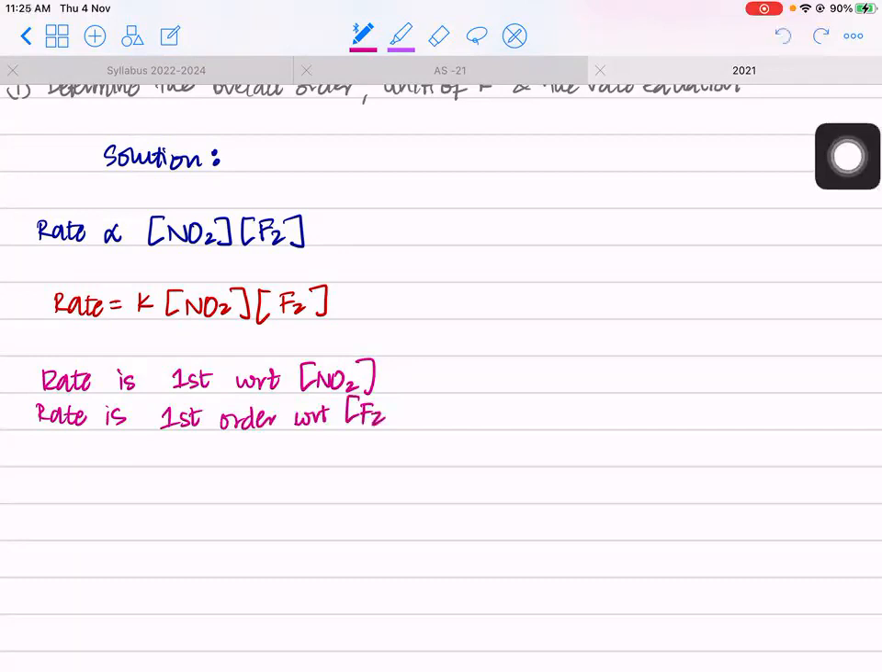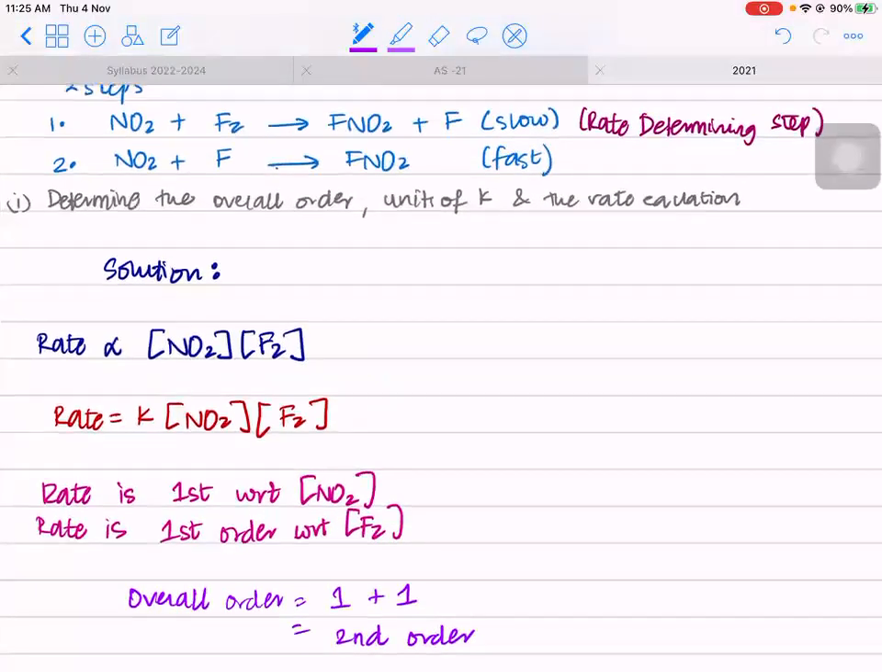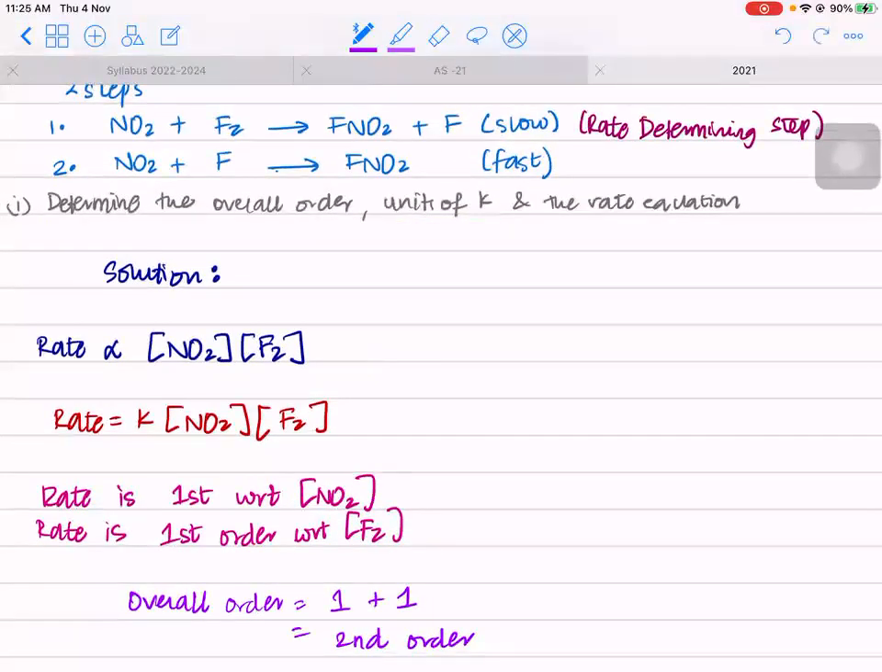If you need the overall order, how will we calculate the overall order? The overall order would be the sum of the individual orders. So the overall order would be first order plus first order, and therefore the overall order would be second order. Clear? Moving on to the next part, they say you've got to calculate the units of K.